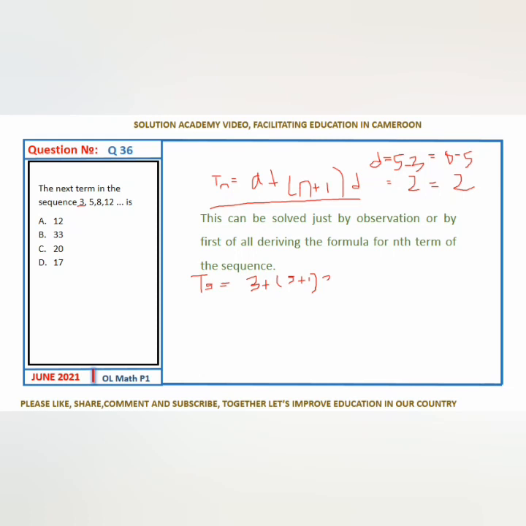And in order not to waste time, if you simplify properly, 5 minus 1 is 4, 4 times 2 is 8, plus 3 should give us 11. Is there an error anywhere?